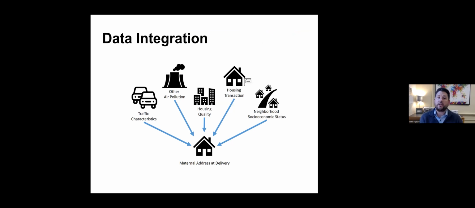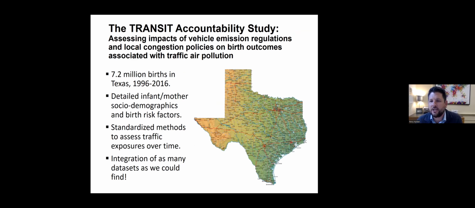Okay, so now I'm going to switch and go into data integration. And this is an HEI-funded study that we have called the Transit Accountability Study, where we're looking at vehicle emission regulations and local congestion policies and how these have or have not benefited birth outcomes. So this is 7.2 million births over a 20-year period. We have really detailed information from the Vital Statistics Registry. We have standardized methods to assess traffic exposure. And basically, we spent a year just integrating as many different data sets as we could into this.